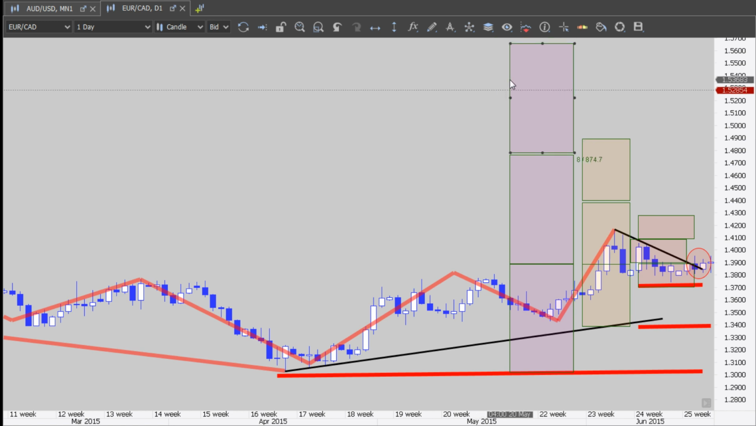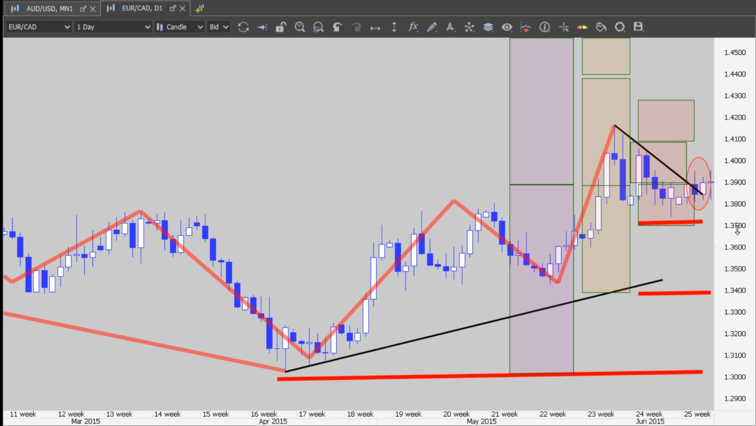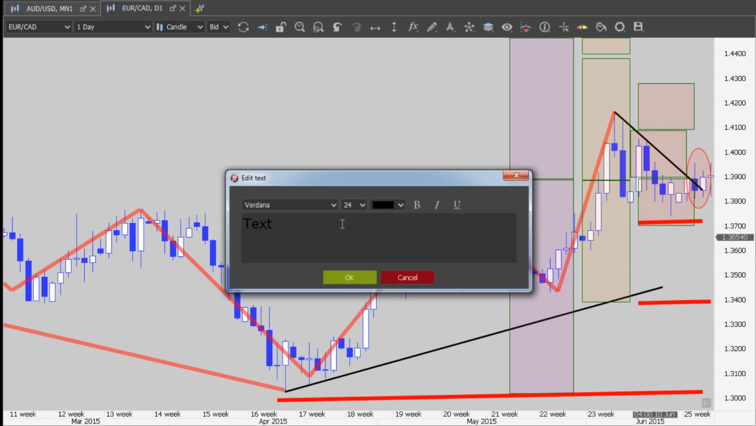Okay? Anyway, we entered at the same level, everybody. Now let's make a poll. Who in here wants to take stop loss number 1? Who in here wants to take stop loss number 2? And who in here wants to take stop loss number 3?